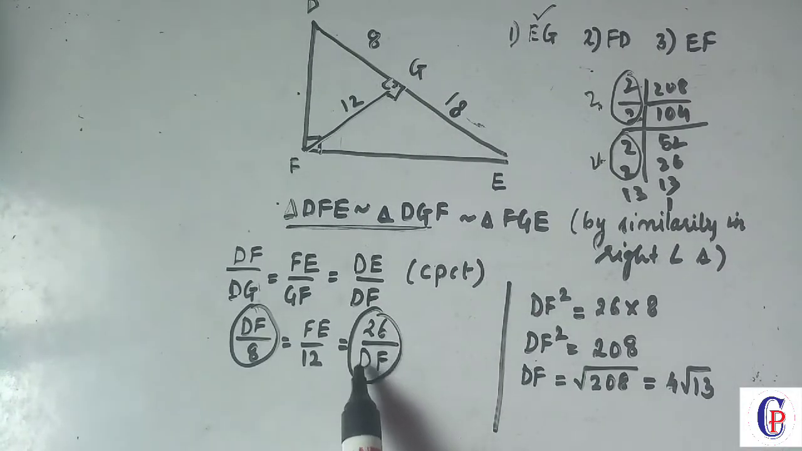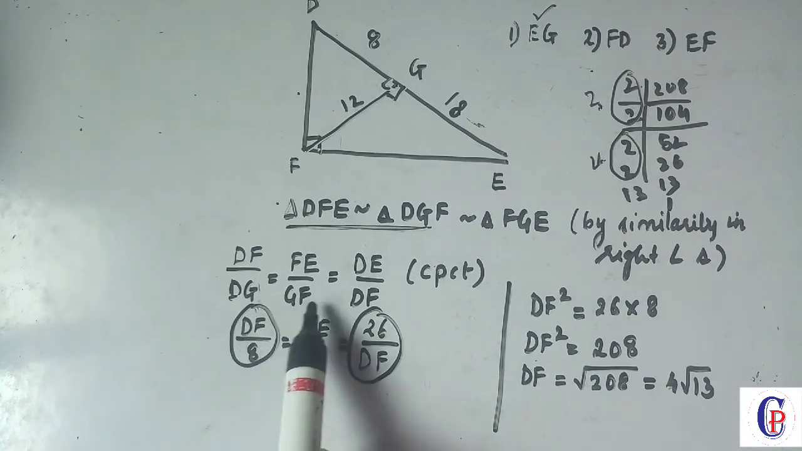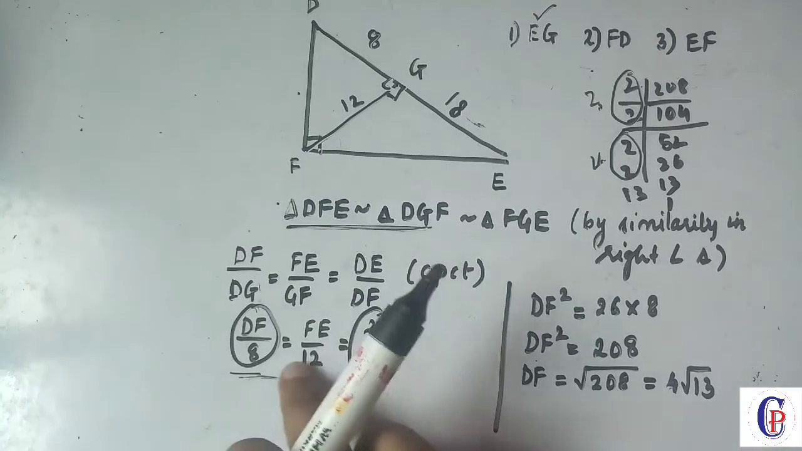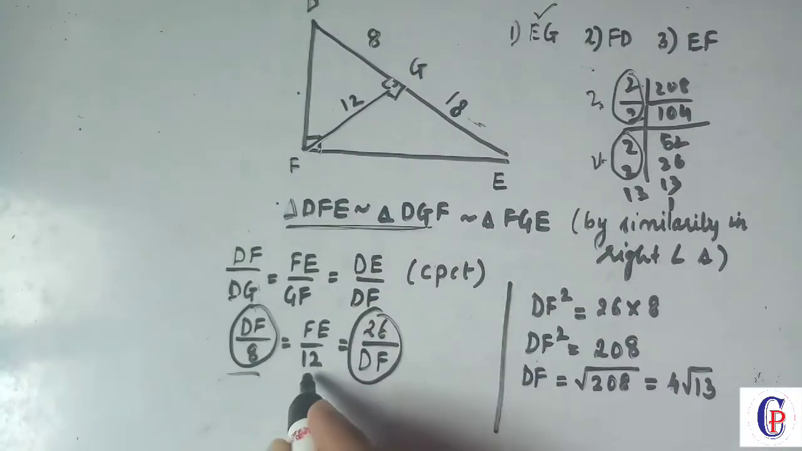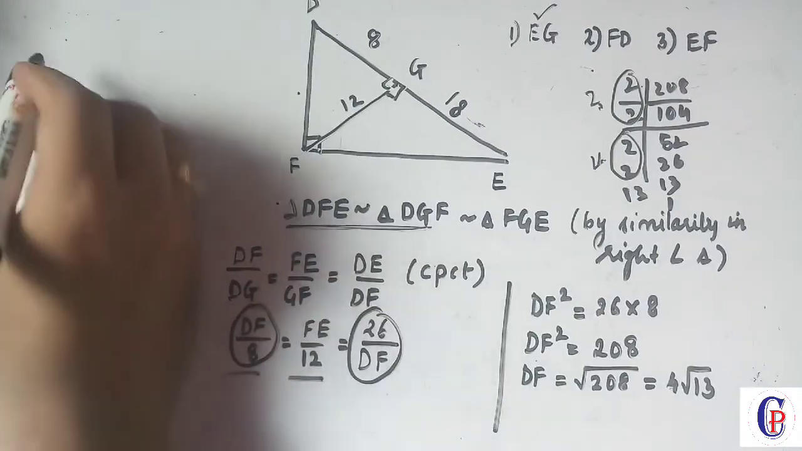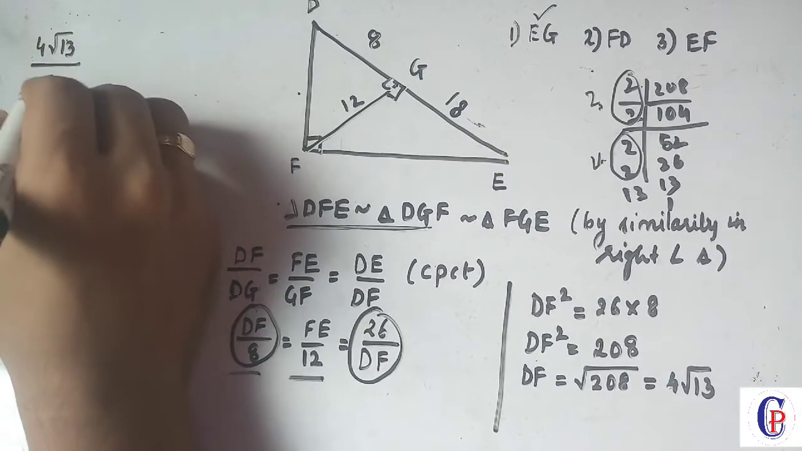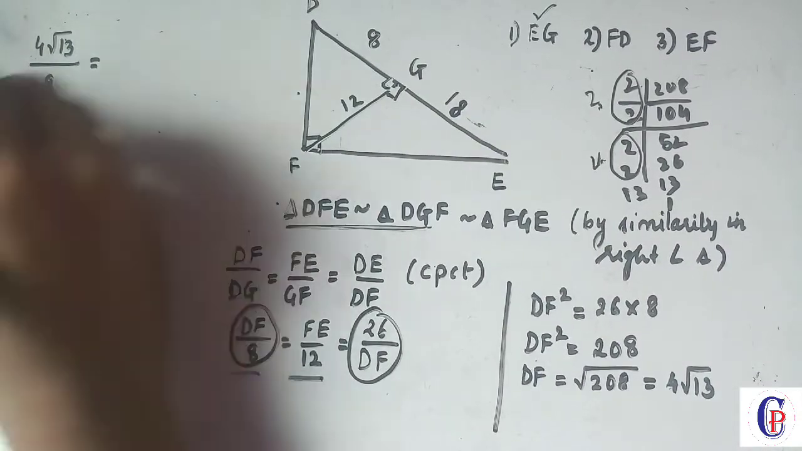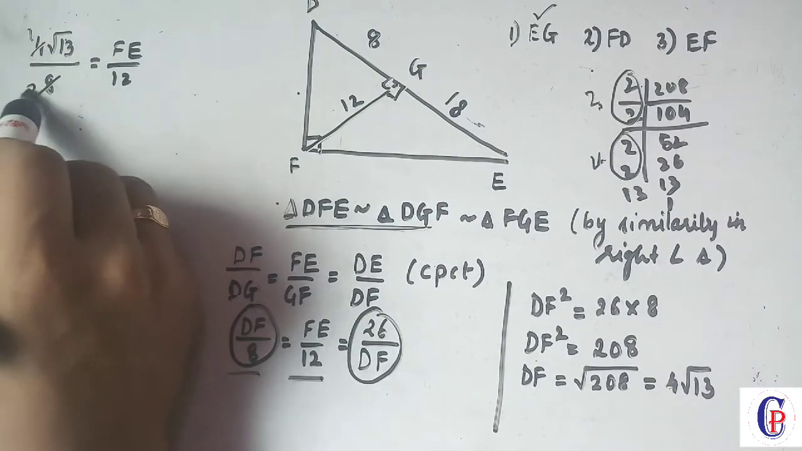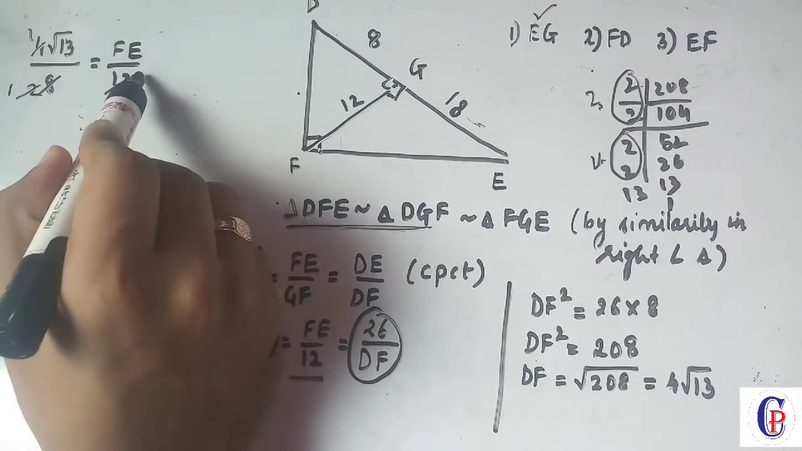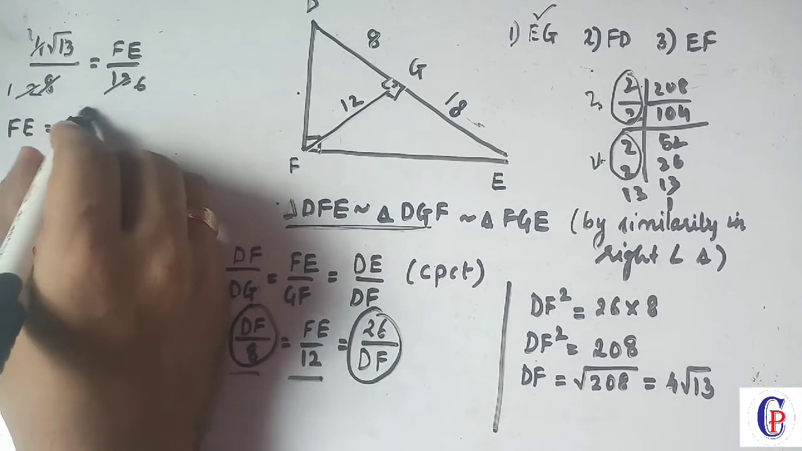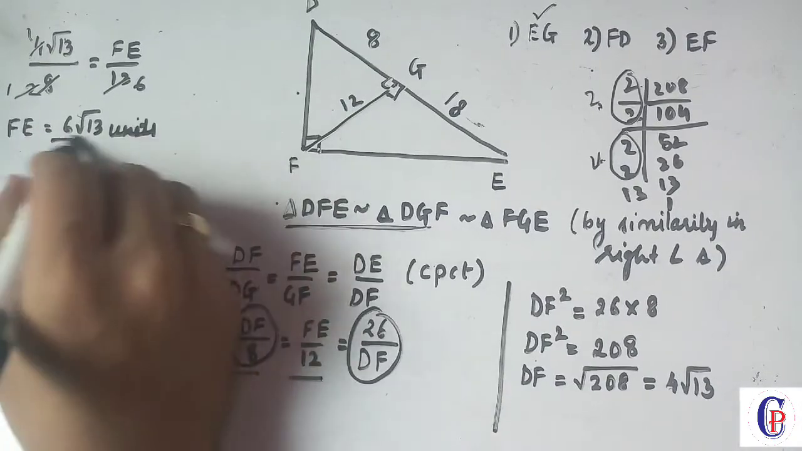So if I substitute here or here, then I can solve these two. Let me use the first and second. We can say that 4 root 13 upon 8 is equal to FE upon 12. First let us reduce this. 4 ones are 4, 4 twos are 8, 2 ones are 2, 2 sixes are 12. So FE is 6 root 13 units.